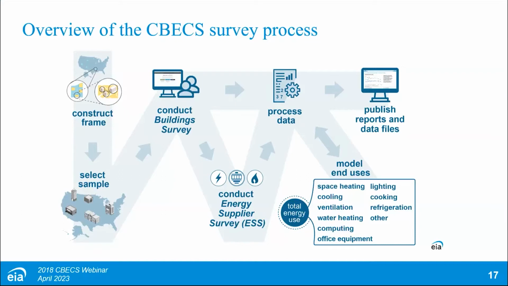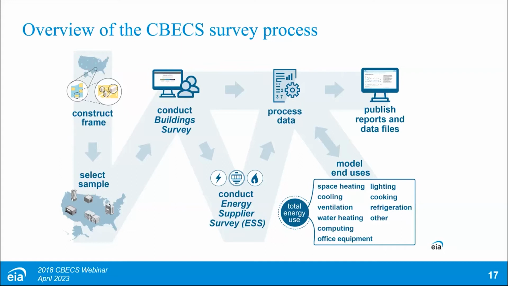You're going to also learn more about these steps over the next slides, but just in summary, first we construct a sampling frame, and then we select a sample of buildings to be surveyed. Then we conduct the building survey, which is done with building owners and managers. We start processing those data right away, and while we're working on that, we conduct the energy supplier survey. Then we put the building survey and the energy supplier survey data together.